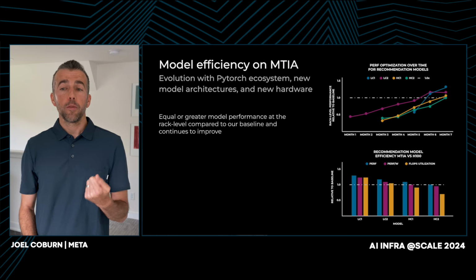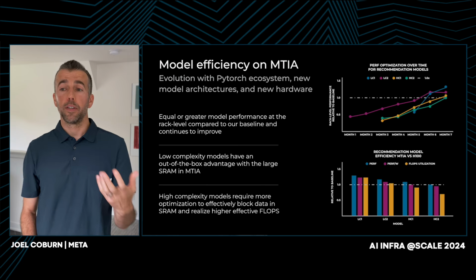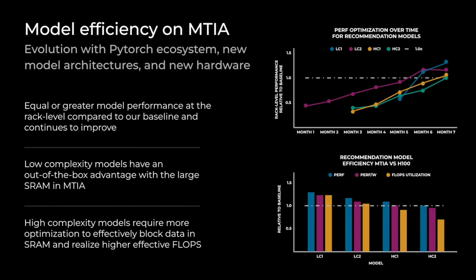So we evaluated MTIA against our baseline deployment in the data center. And we evaluated it against a set of late-stage ranking models, some low complexity as low as 7 million flops per example, and some high complexity as demanding as 680 million flops per example. You can see in the graph on the upper right, we plot our performance improvements over a 7-month period of time. This is absolute performance at a rack level compared to our baseline. And in terms of capability, they're about the same in terms of peak flops. So it's a pretty equal comparison.